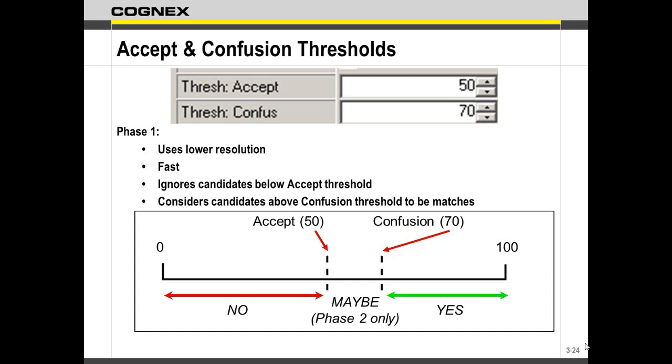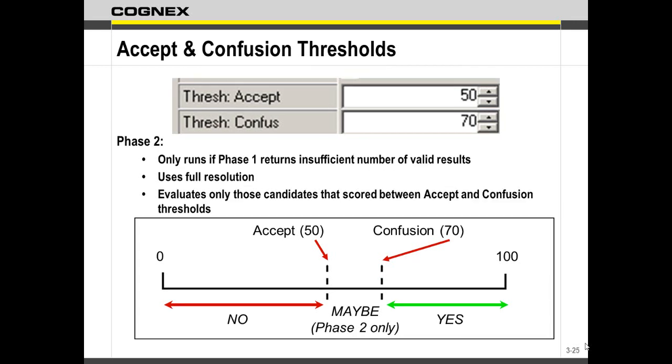If they are below the accept threshold, they're thrown out. If they're above the threshold, they're held on. Now it says, okay, how many are you looking for? And if I said I'm looking for one, and that one is above the confusion threshold, I'm done. But let's say I'm looking for two. So one comes in above the confusion threshold, but then one comes in between the confusion and the accept threshold. So as soon as I don't have how many I'm looking for, or they fall between the confusion and the accept threshold, I'm going to force it to run again.